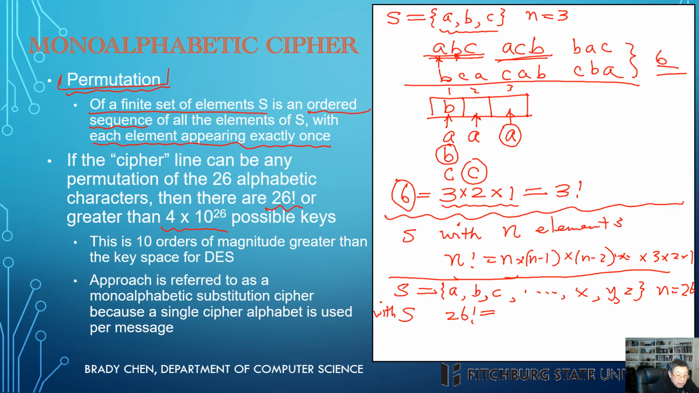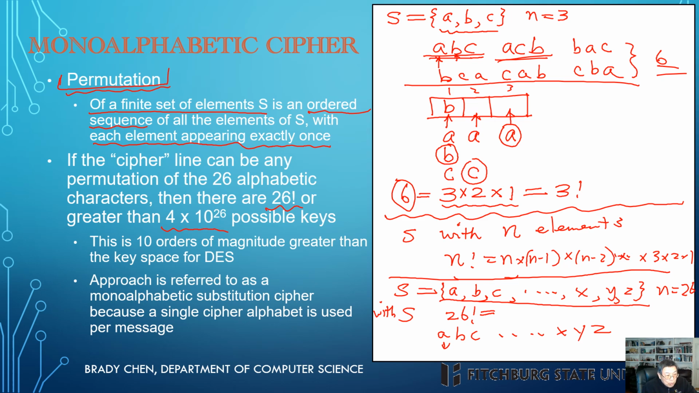Now, if we map the original sequence A, B, C, D all the way to X, Y, Z, we map A to any element in the S. A could map to A, it could map to B. So you have 26 choices. B can map to the remaining 25 different elements, right? So that's the total number of 26 factorial different keys. So 26 factorial possible keys. That's a huge number.